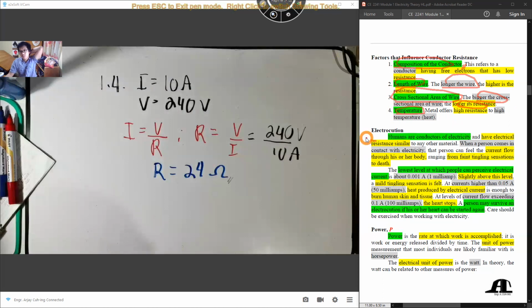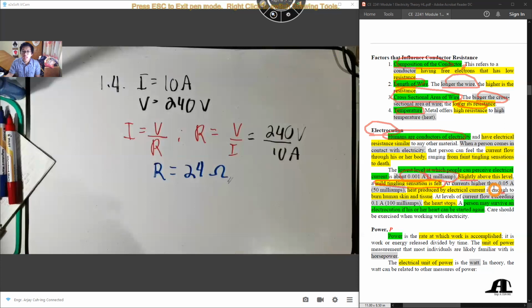Okay? Pag-usapan naman natin class ang electrocution. Kailan ka class makukuryente? Humans class can perceive electrical current. I-gets natin class humans are conductors of electricity. Pwedeng mag-flow kasi sa ating class ang electricity. Kaya rin tayo class nakukuryente. Okay? So the lowest class at which we can perceive current class is 1 milliampere or 0.001 ampere. Kapag class yung current natin is 0.001 ampere class, mararamdaman na natin. Yan yung lowest. Any lower than that class, hindi na natin mararamdaman. Kapag 0.001 ampere class, meron tayong mild tingling sensation.